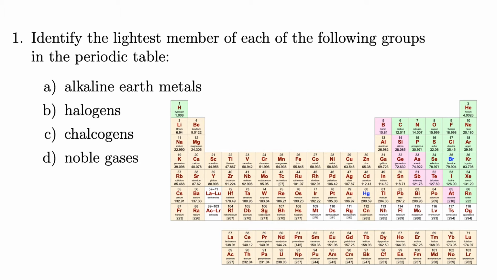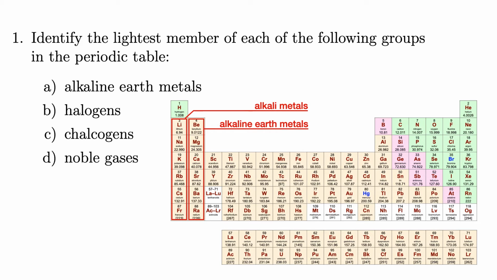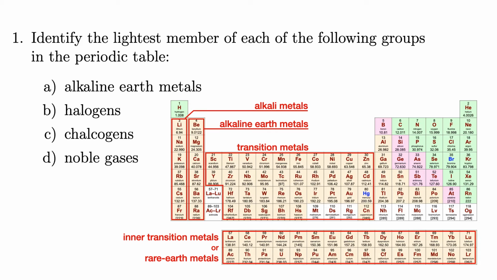So here's our periodic table, and within the periodic table, there are a number of groups of elements that have particular names that are mainly of historical origin, but the names are still used in the present day to describe the groups of elements. The most commonly known are the alkali metals, lithium and the elements under it. Then we have the alkaline earth metals in group 2. Next to those, we have the transition metals, and underneath are the inner transition metals, or the rare earth metals.